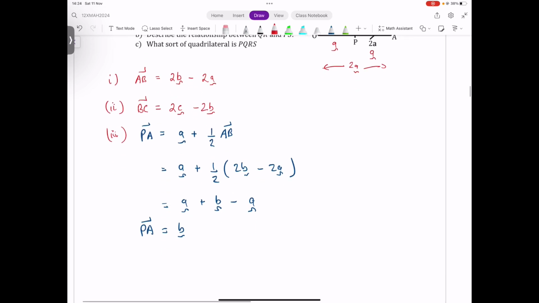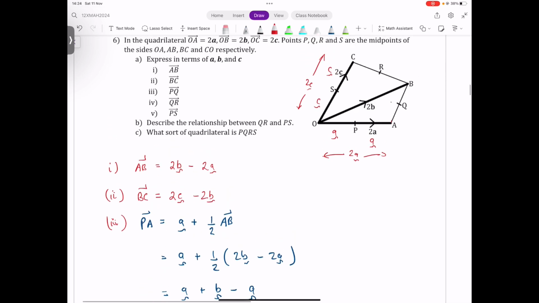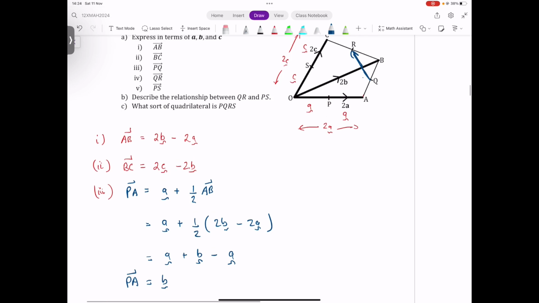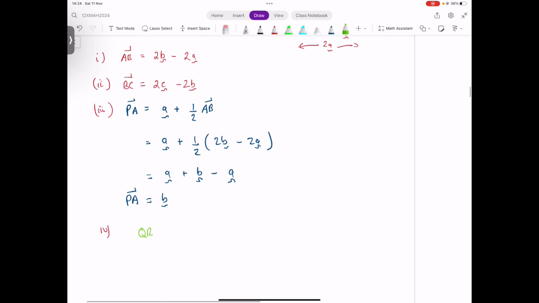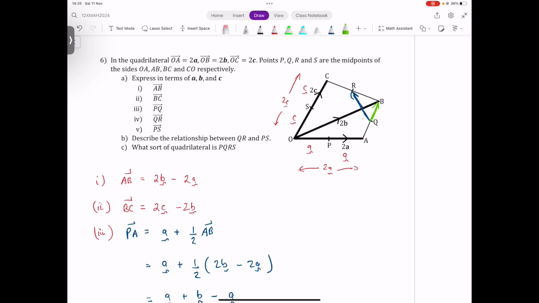Part 4. We've got to find QR. So we're starting at Q, and we're going across to R. Well, if we have a look at what we're actually doing, to get from Q, we have to go up to here. Now that's just half of AB again, because Q is the midpoint of AB. So QR, first up, is equal to a half AB plus a half of BC because R is the midpoint of BC.